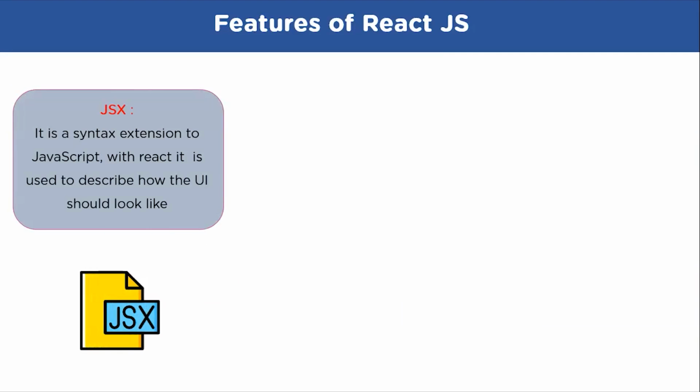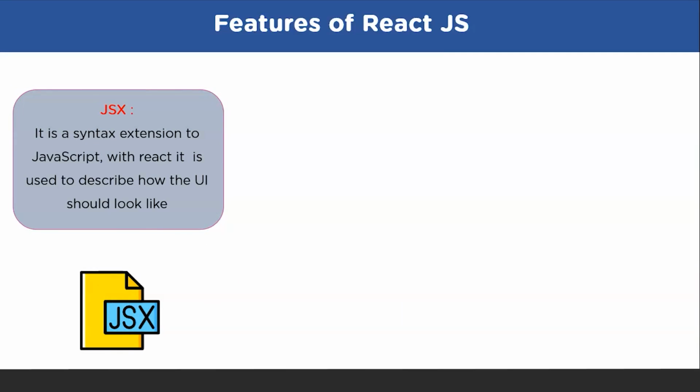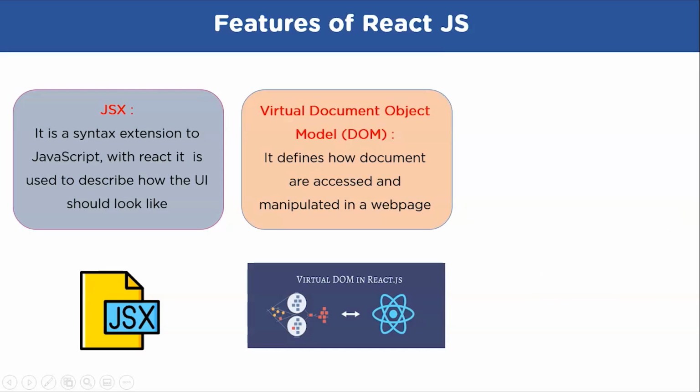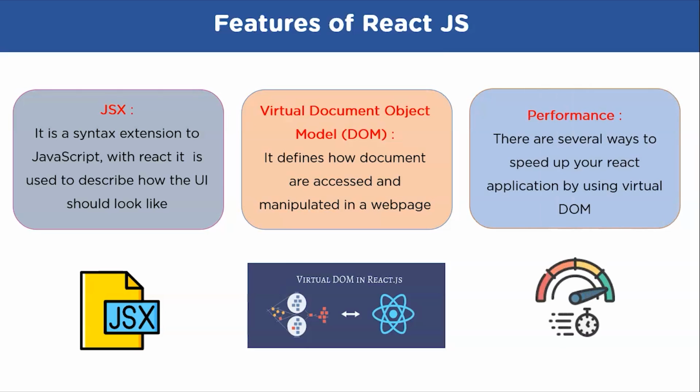First, JSX. It is a syntax extension of JavaScript. With the help of React.js, we can use the extension to see how the UI should look like. Virtual Document Object Model, DOM. It defines how documents are accessed and manipulated in the web page. Performance. There are several ways to speed up your React application by using virtual DOM.